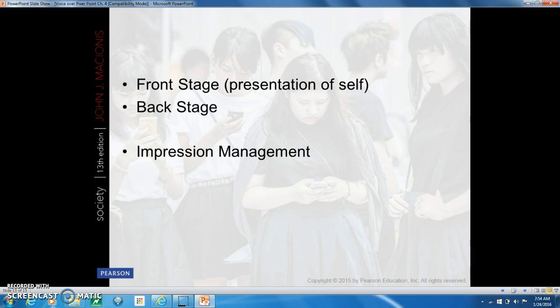Let's say that you are going for a job interview. You're going to do some research on the company that you're going to be interviewing with. You're going to dress your best. You're going to be on your best behavior. You are setting a stage for your own purpose. Using strategies to set stages for your purpose is known as impression management.